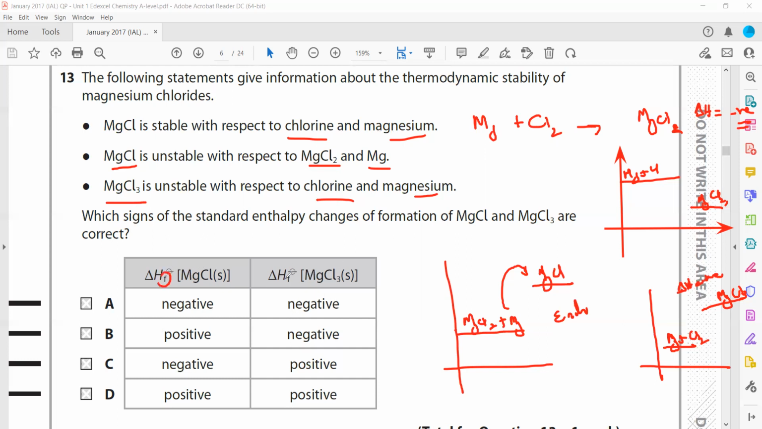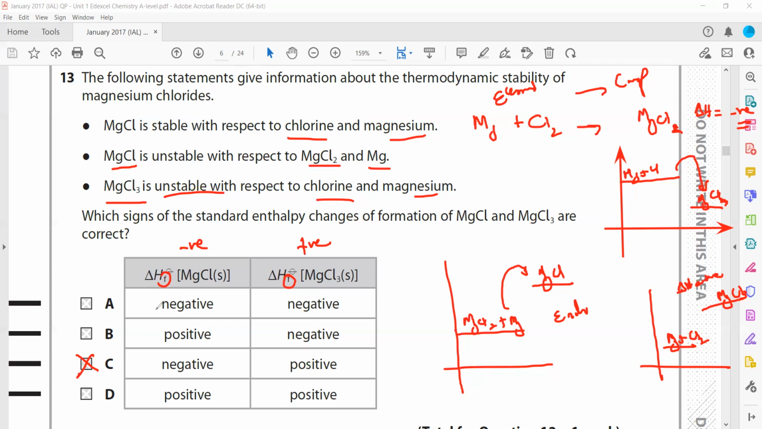Enthalpy of formation means when elements form a compound, that is called enthalpy of formation. So when we check formation of MgCl, that is exothermic because they are stable, so this should be negative. And formation of MgCl3, that is unstable. Unstable means it is having high energy, so the enthalpy change will be positive. So C should be the right answer.